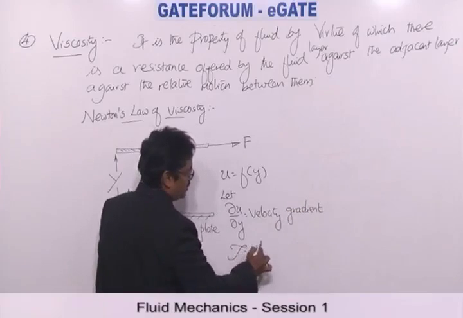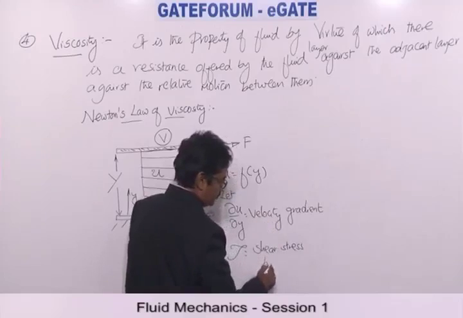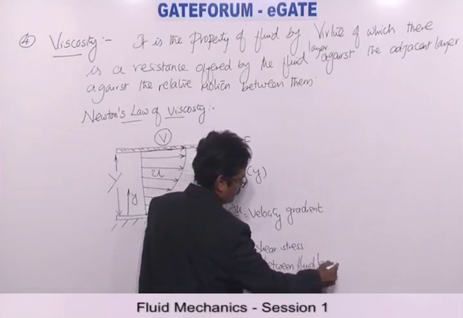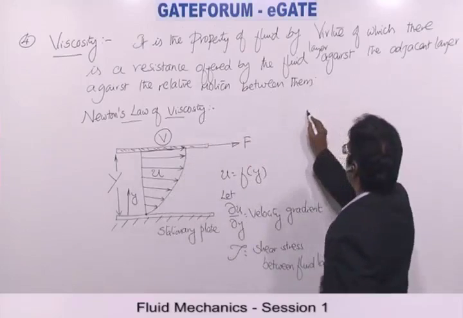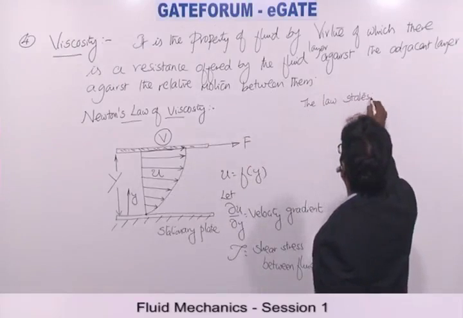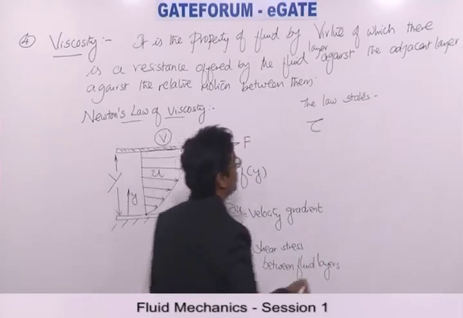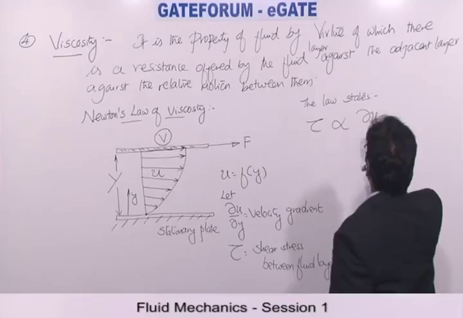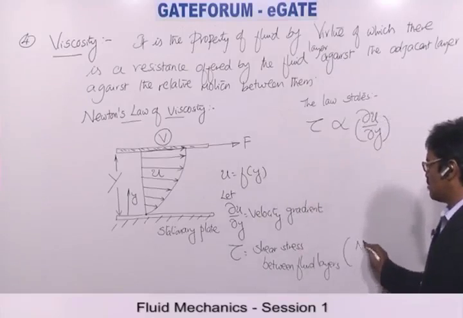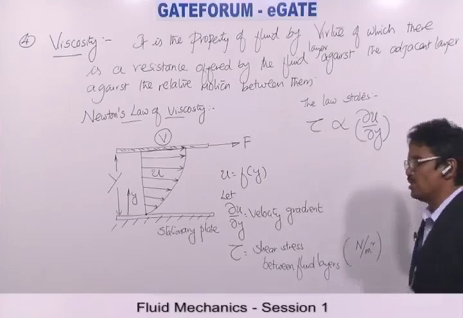Let tau be the shear stress or tangential stress between the fluid layers. Therefore, Newton's law of viscosity states that the shear stress, which we can also indicate as tau, is directly proportional to the velocity gradient. Tau is the generally used symbol for stress. Stress is obviously measured in Newton per meter square. Shear stress or tangential stress or viscous stress all mean the same.